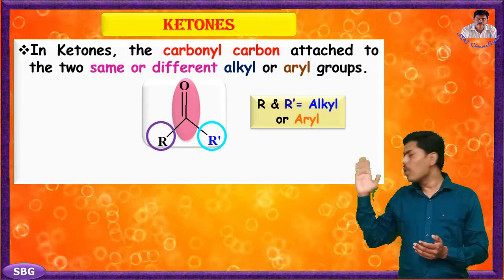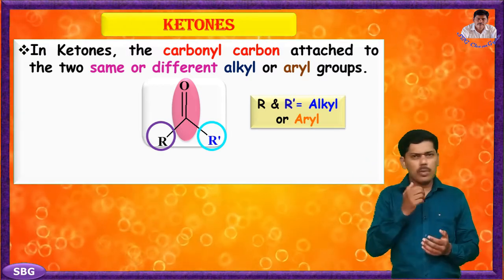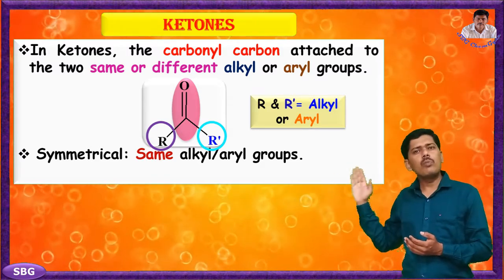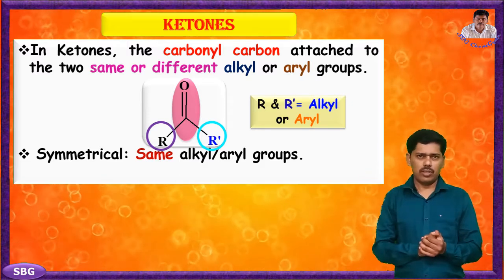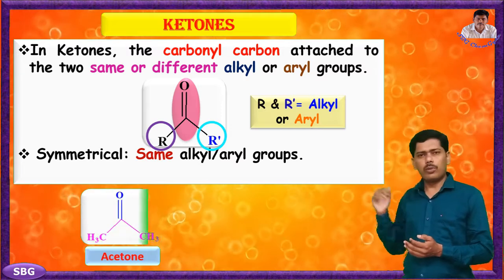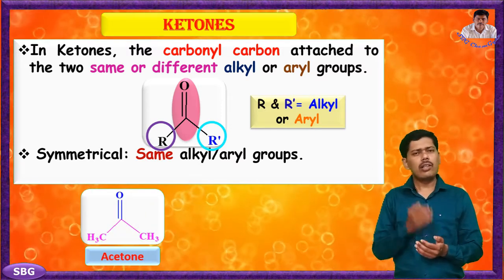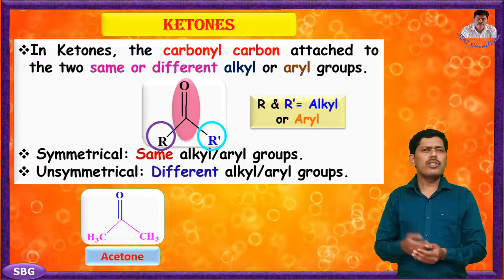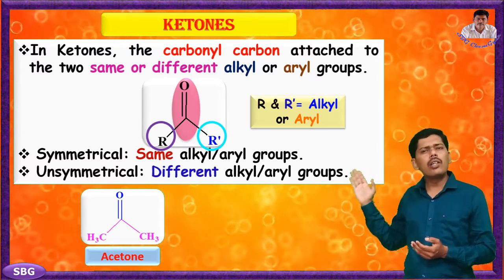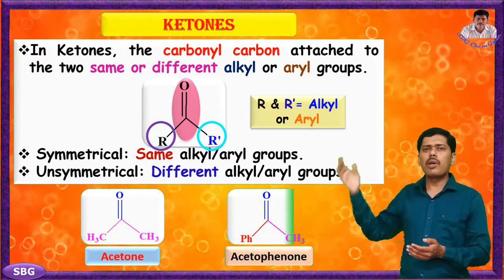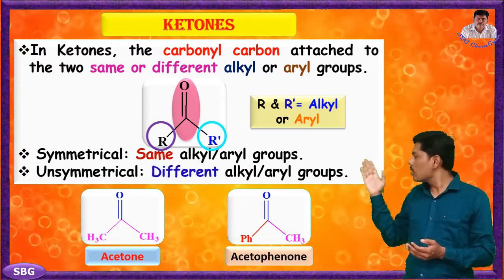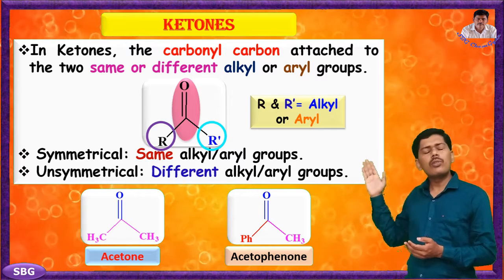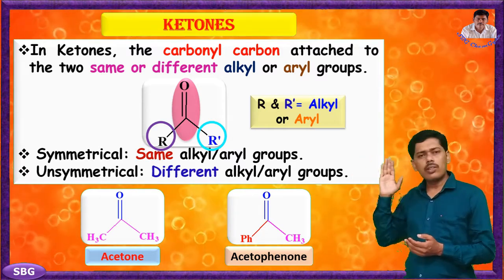Ketones are classified into two categories. First is symmetrical ketones, where the carbonyl group is directly attached to the same two alkyl or aryl substituents. For example, here we can see acetone, where two methyl groups are attached to the carbonyl group. Next is unsymmetrical ketones, where the carbonyl group is directly attached to two different alkyl or aryl substituents. For example, acetophenone, where the carbonyl group is attached on one side to a methyl group and on the other side to a phenyl group.